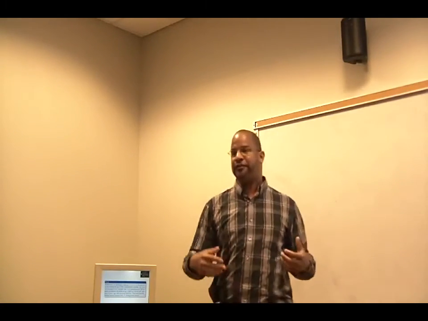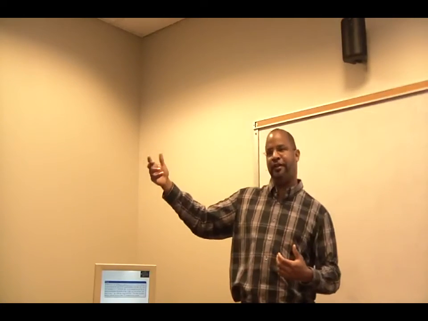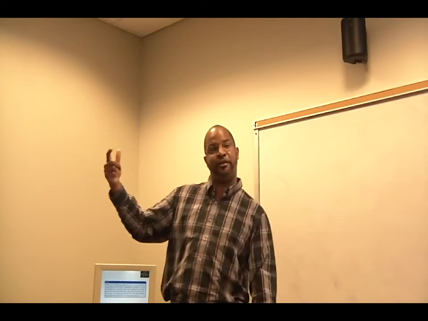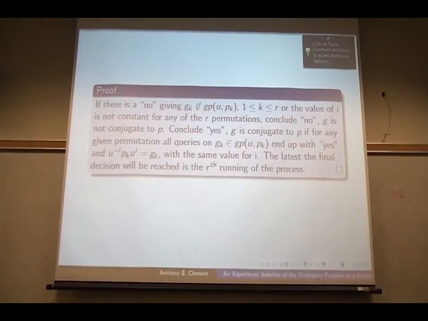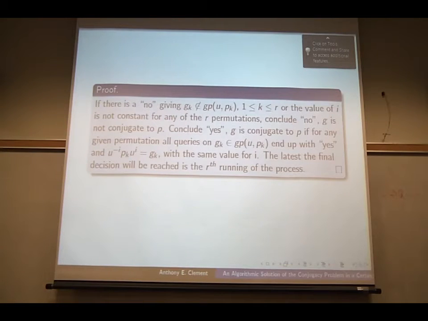If the first case fails, G does not belong to the subgroup, then there's no use continuing. We can go to the next permutation. And if this procedure continues, and there's any disruption, that is, Gk does not belong to the subgroup generated by U and Pk for any value of k from 1 to R, or the I is not the same, then we say that G is not conjugate to P.